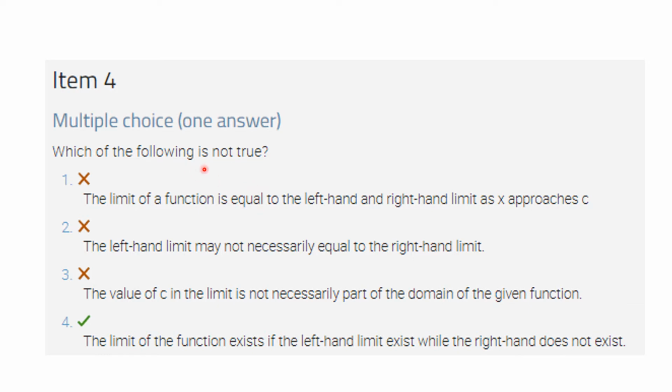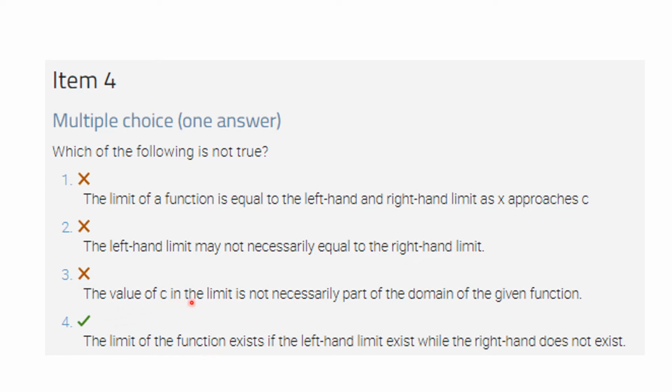On number 4, which of the following is not true? Take note of the question: not true. The limit of the function exists if the left-hand limit exists while the other does not exist. So the fourth option is very obvious. Left and right will not exist, or right exists while left does not exist. Limit should not exist. So number 4, the statement is wrong. On the second option, the left-hand limit may not necessarily equal the right-hand limit. That is true. Remember that left and right may not necessarily be equal, but if asked about the limit of the function, if they are not equal, then the limit does not exist.